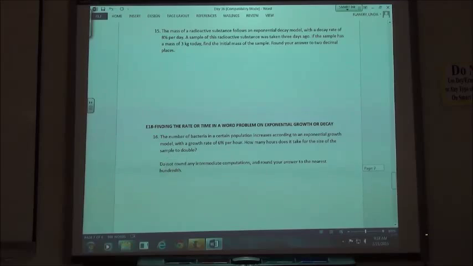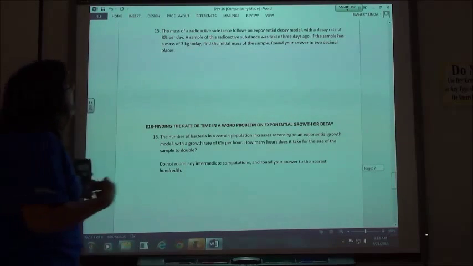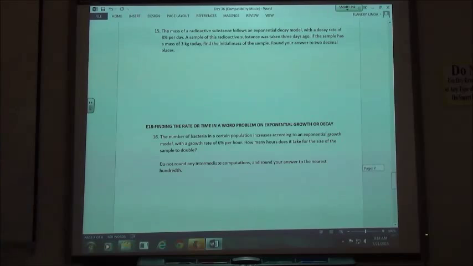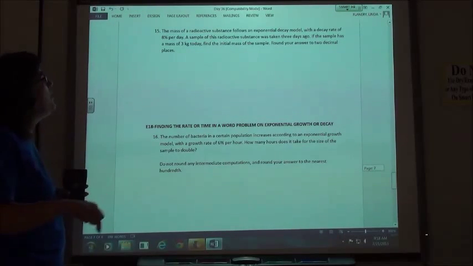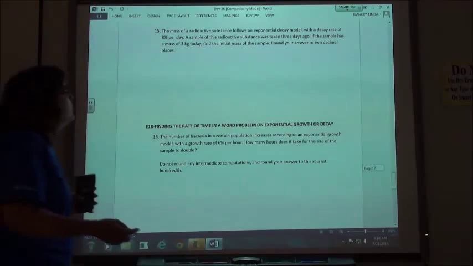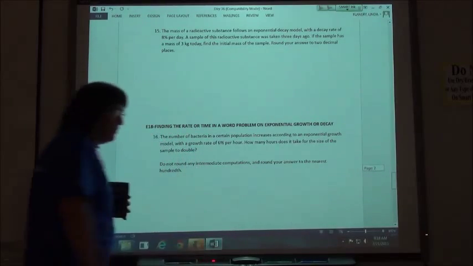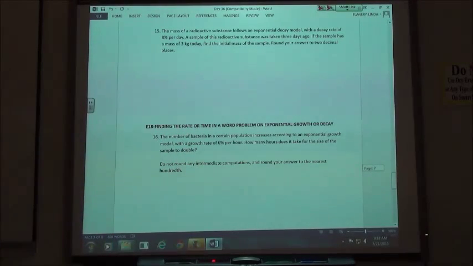Number 15, the mass of a radioactive substance follows an exponential decay model, which tells me that my rate is going to be a negative rate. Decay rate of 8% per day. The sample of this radioactive substance was taken 3 days ago. If the sample has a mass of 3 kilograms today, find the initial mass of the sample. Round your answer to 2 decimal places. So take a stab at what we should write down for our equation.